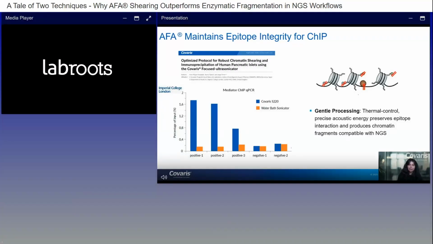So I wanted to highlight this data because it shows that ChIP, like many workflows, really benefits massively from the controlled, precise, and thermally regulated processing that AFA can offer.